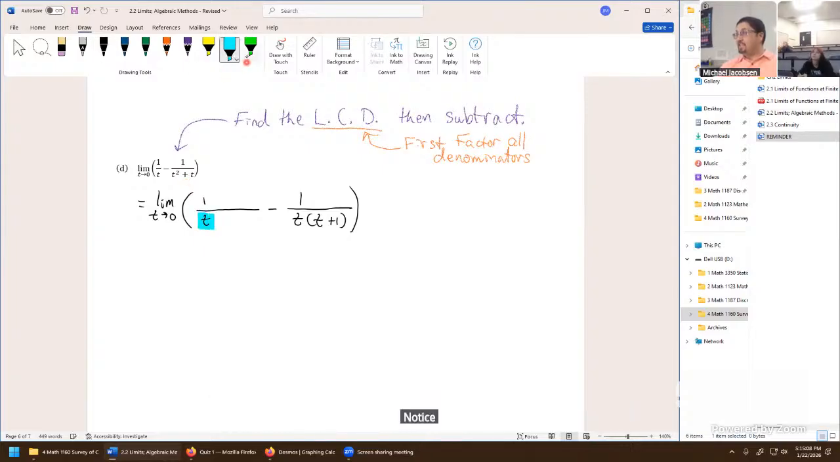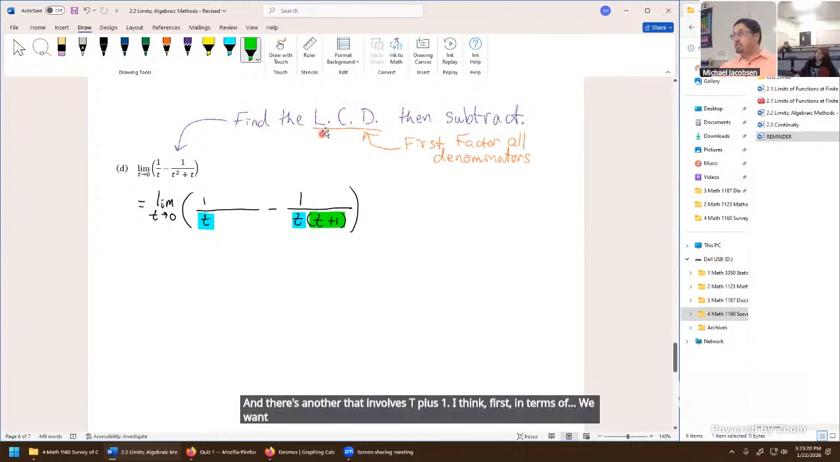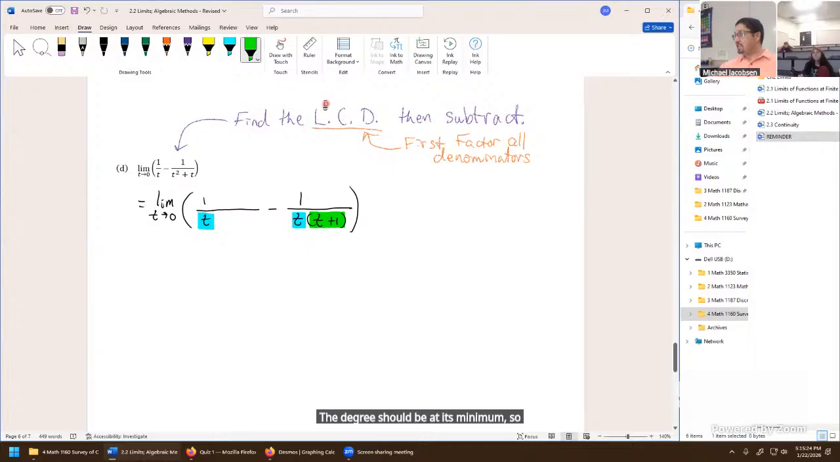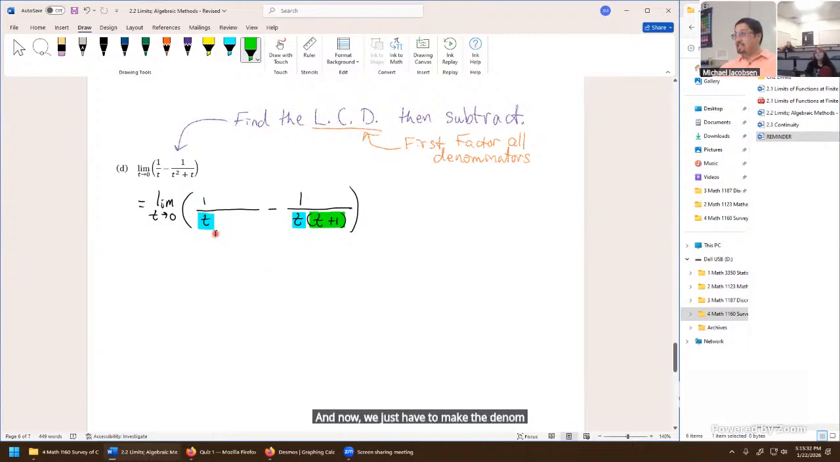Notice that there's two kinds of denominators. There's one that involves t, and there's another that involves t plus 1. Think first in terms of we want a common denominator. Least just means the degree should be at its minimum so we don't work too hard on this. Factoring is going to give us the least common denominator with what we're about to do. And now we just have to make the denominators exactly the same. Something's got to go in that spot. Anyone see what it has to be?